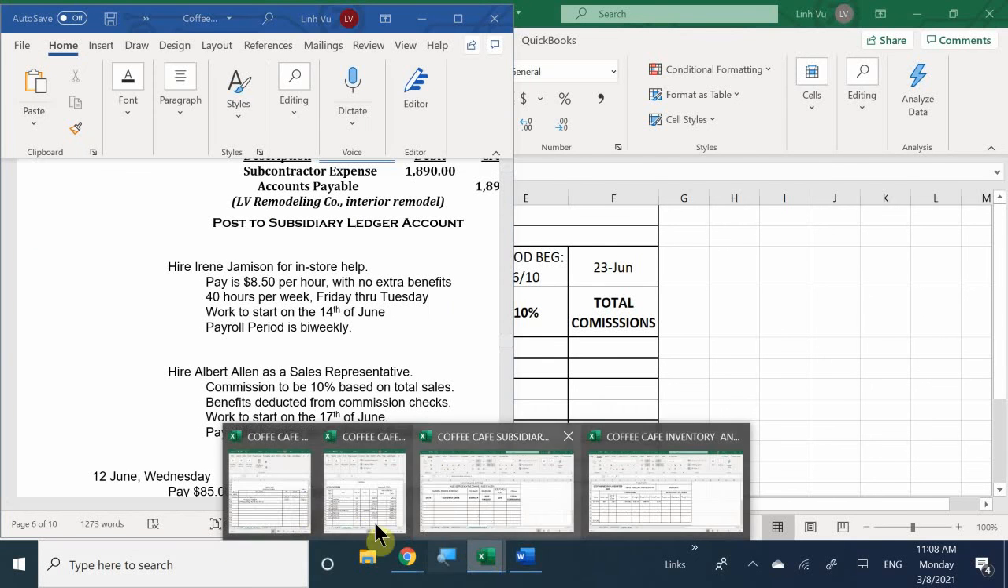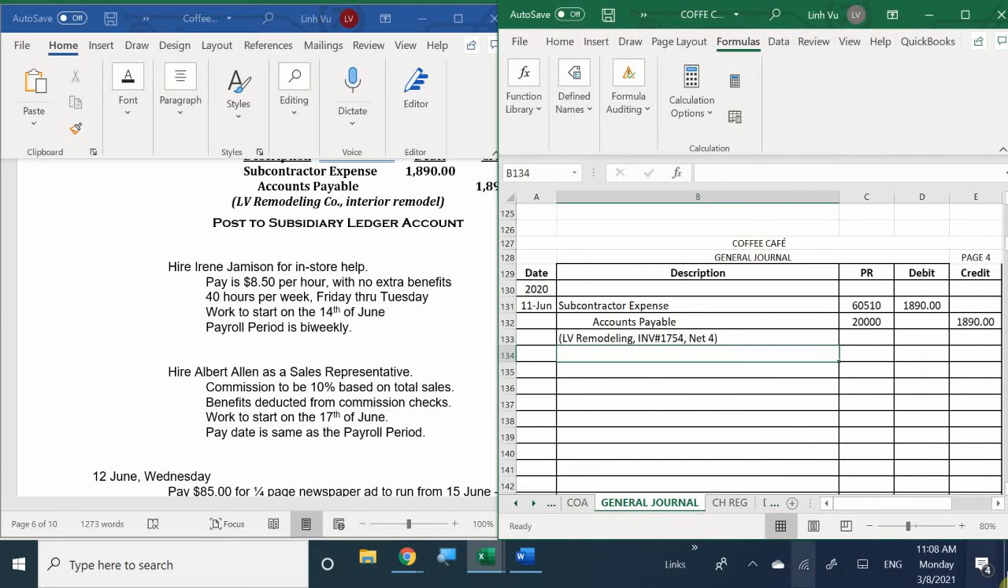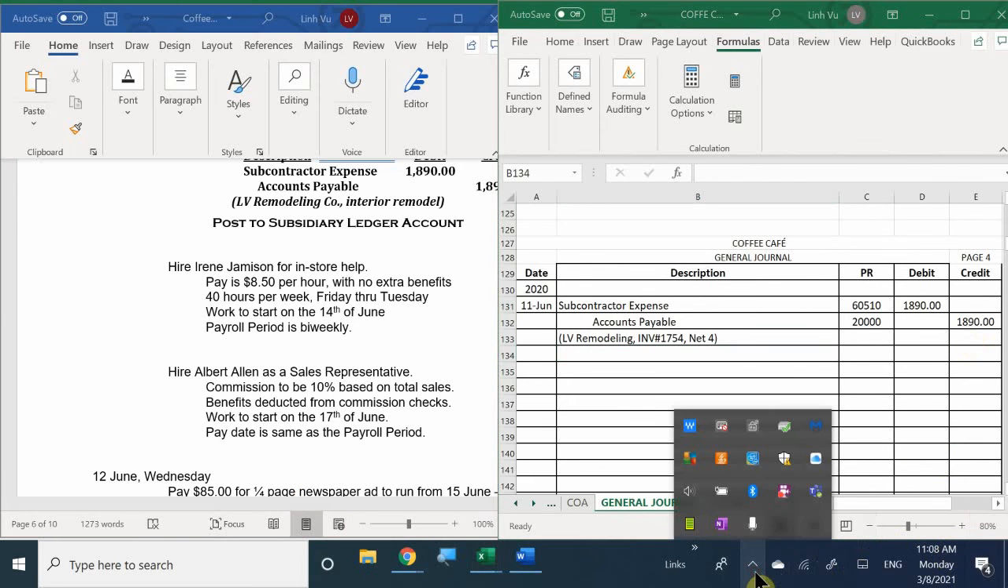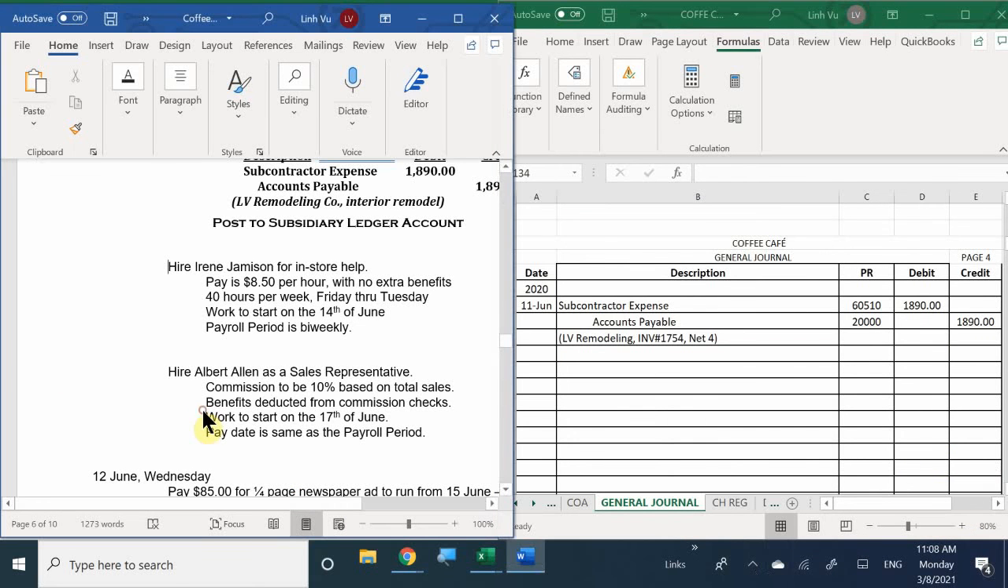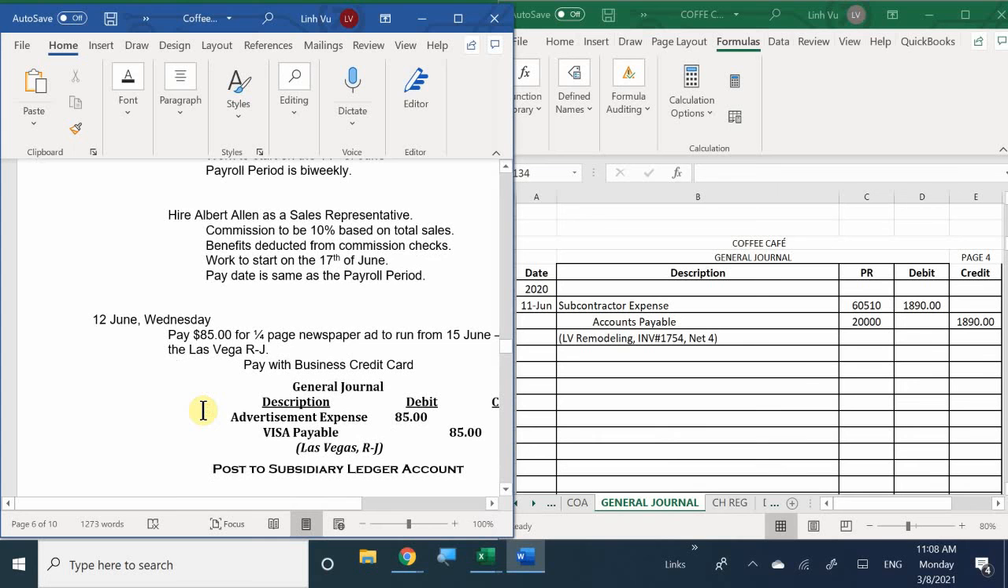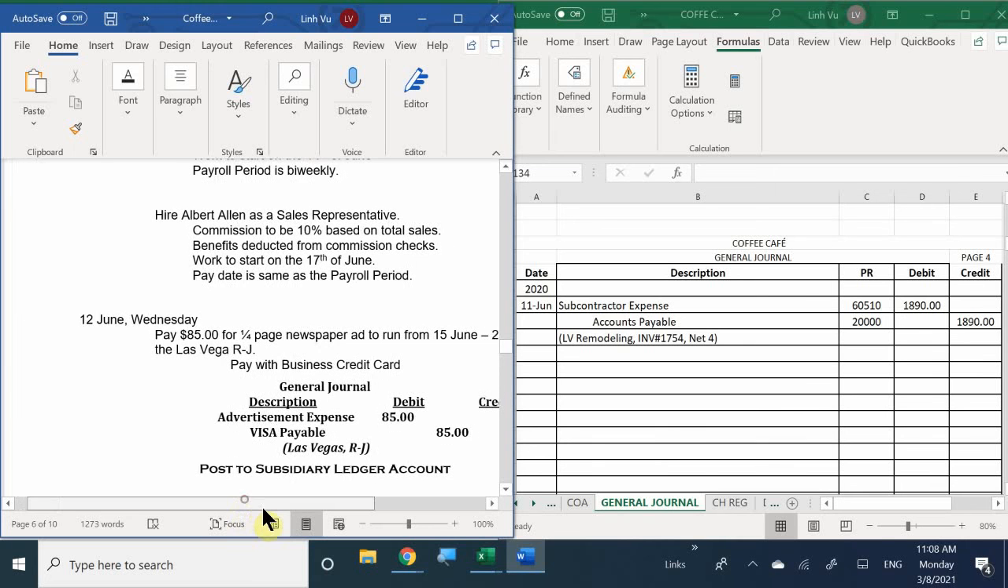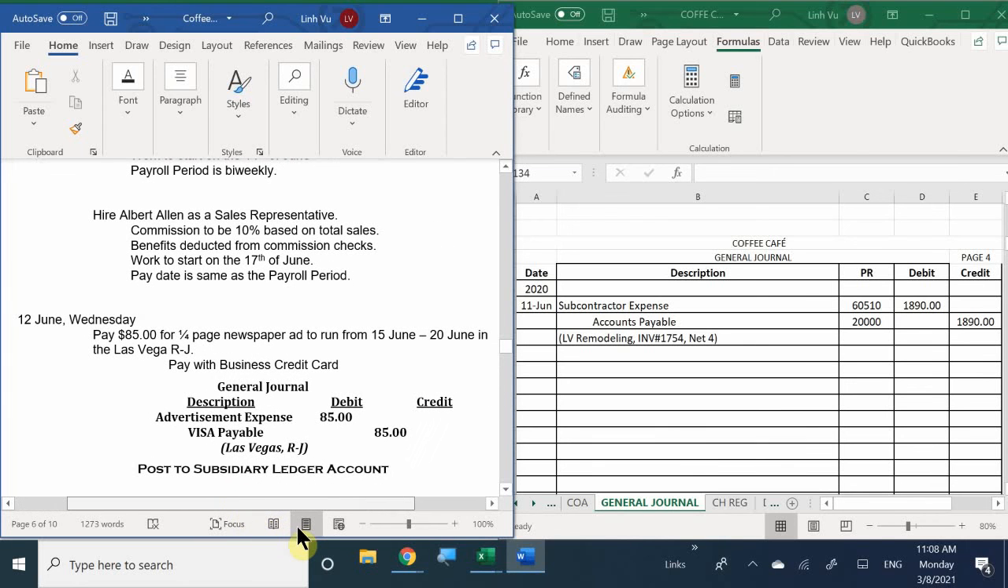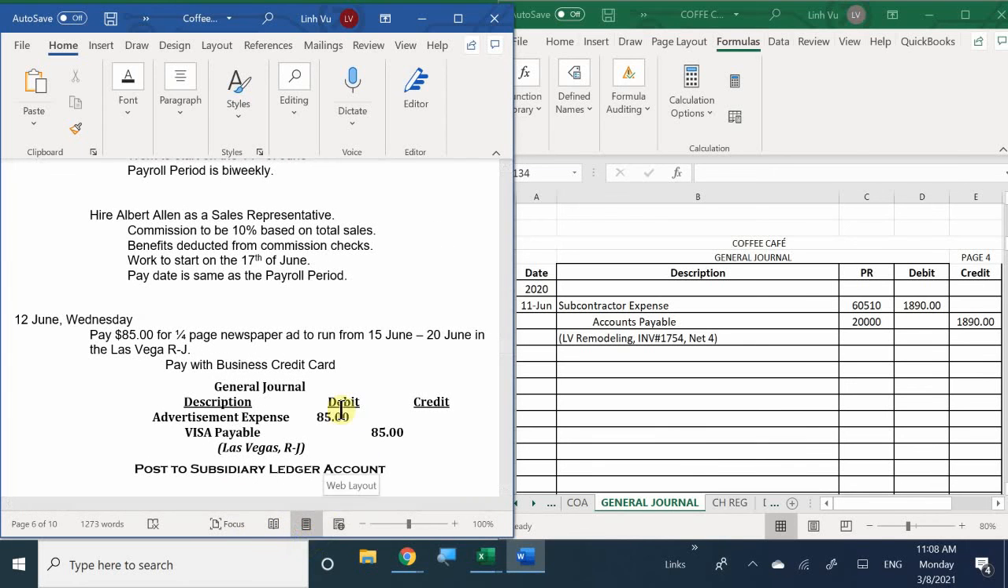let's go ahead and take a look at the next scenario. Okay, so here we're still at our general journal. And what has happened next? We paid on June 12th for advertisement in the newspaper. Ooh, okay, so here we're trying to promote our store. In this case, we're going to pay $85 for a half a page. So we're going to run our ad in the newspaper, right?